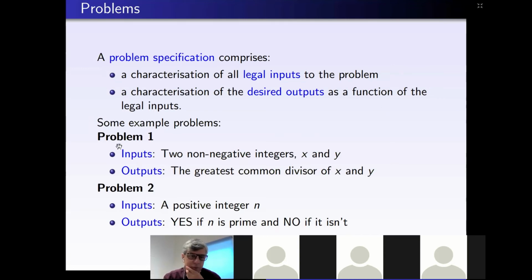Okay. So here are some example problems. Problem 1: input, two non-negative integers x and y; output, the greatest common divisor of x and y. Problem 2: input, a positive integer n; output, yes if n is prime and no if it is not. So to solve a problem, first of all, you need to know these two things: legal input and desired output. If you know that, then you try to find the function. Like I said, in real life, this kind of specification of the problem works perfectly.